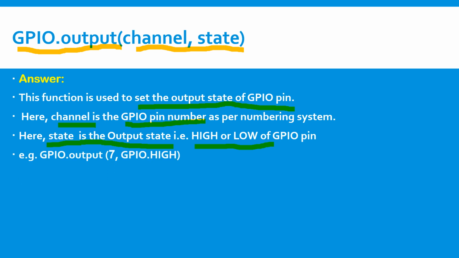For example, GPIO.output 7 comma GPIO.high. Here we are using GPIO pin number 7 and its output state is set as high state. So this function is used to set the output state, either high or low, of GPIO pin.